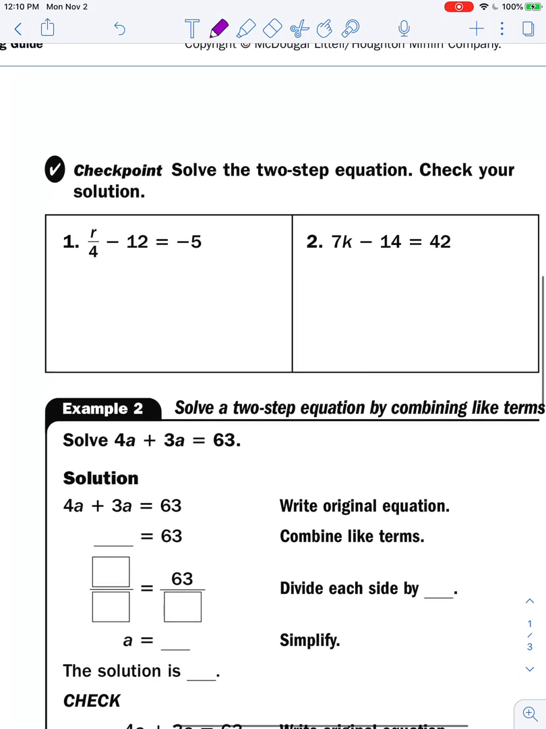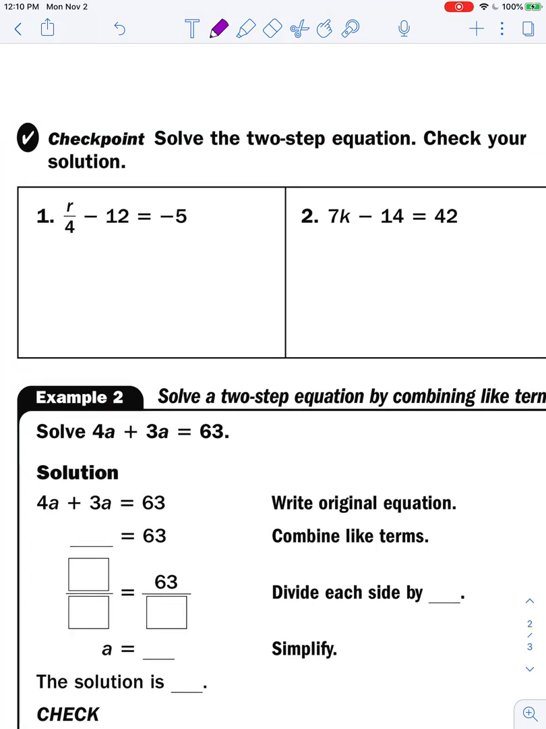Looking here, it's asking me to solve these two-step problems. So again, I'm just going to look and see whatever's attached to the r over here, that's going to be the last thing to leave. Same thing here with the k. So in this case, the first thing I'll do is get rid of the 12. Since it was subtracted before, I'll have to add to detach it or get rid of it.